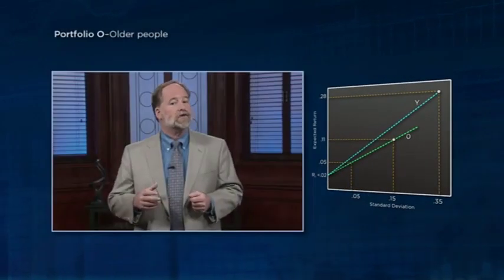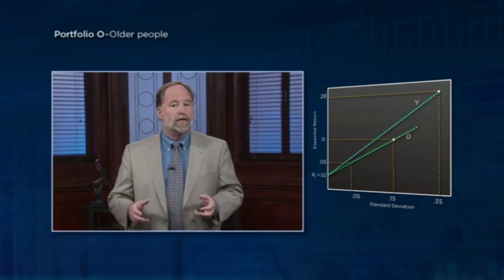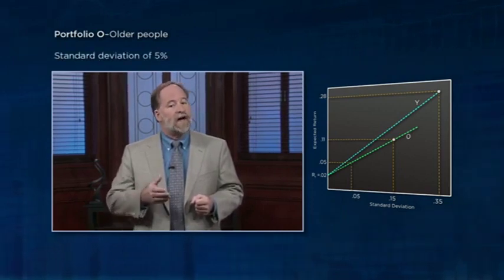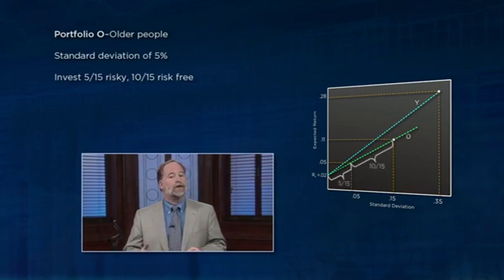If older people use O as the risky portfolio, then to get a standard deviation of only 5%, they would put 5/15 of their money into portfolio O and the rest, 10/15, into the risk-free investments.